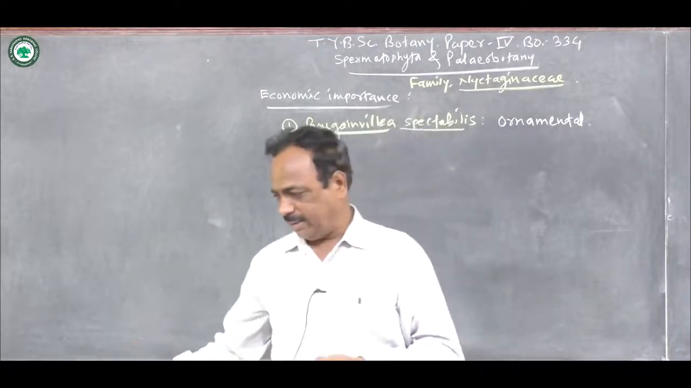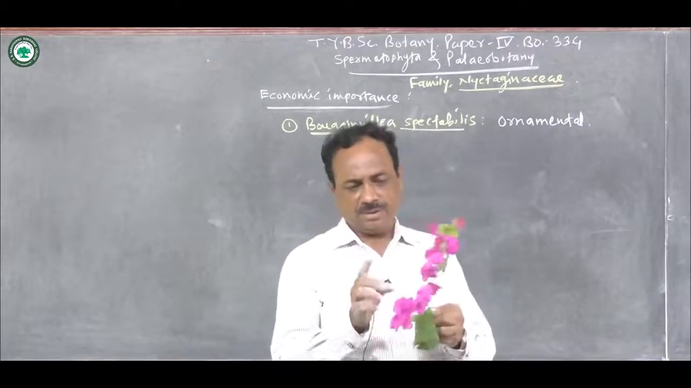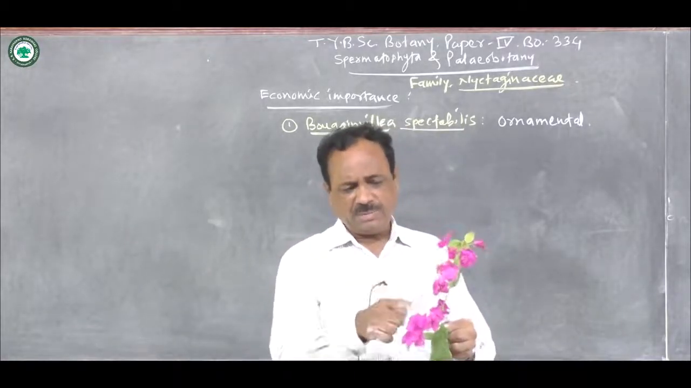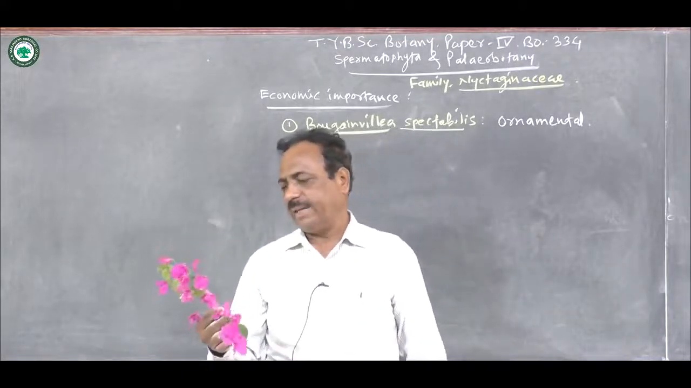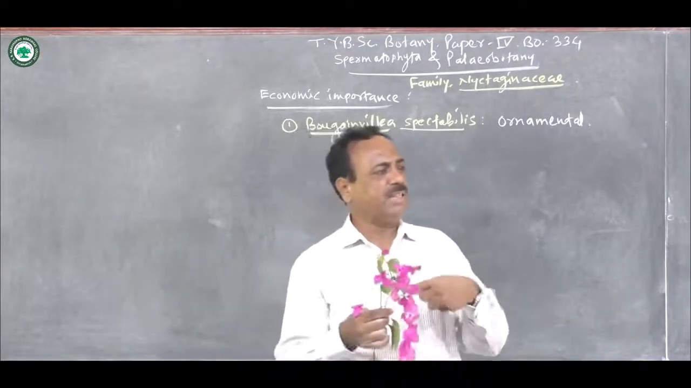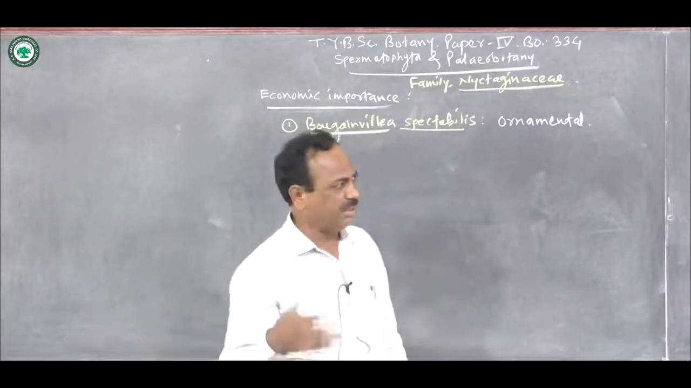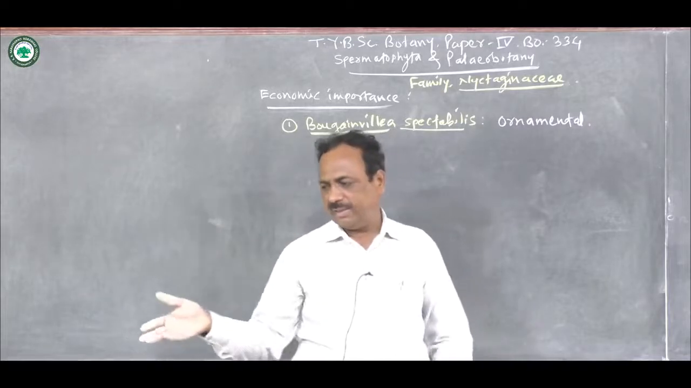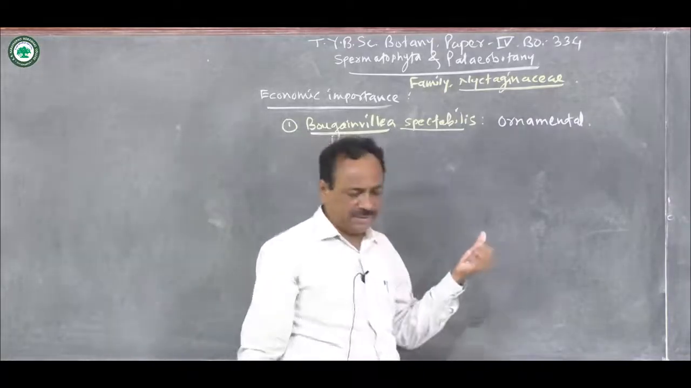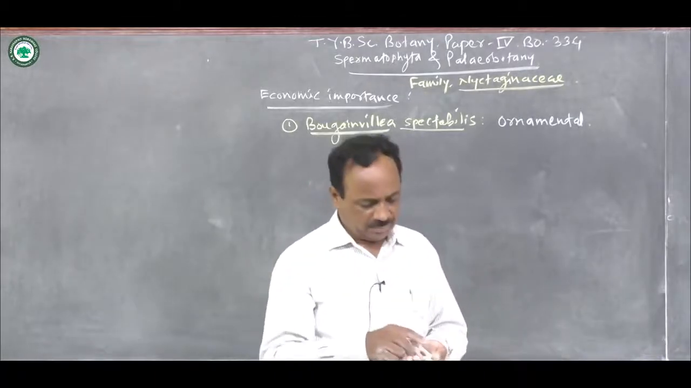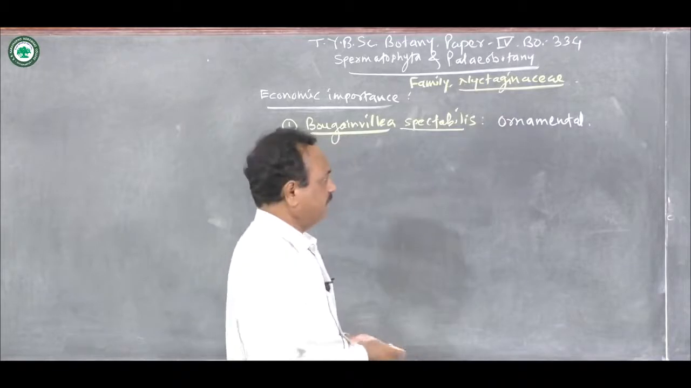This is one variety of the bougainvillea, showing brightly colored, reddish flowers. Actually, these are not the flowers, these are the bracts of the inflorescence, which become attractive. It is yellow colored, then pink colored. So there are various colors of this bougainvillea, and it is commonly planted as an ornamental plant in front of the houses and also in the gardens.